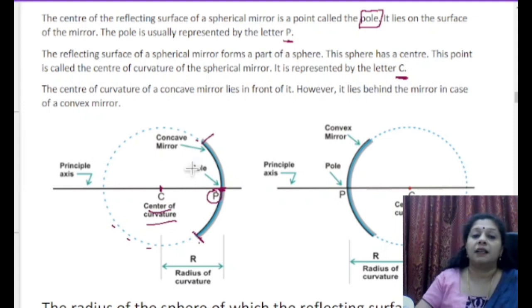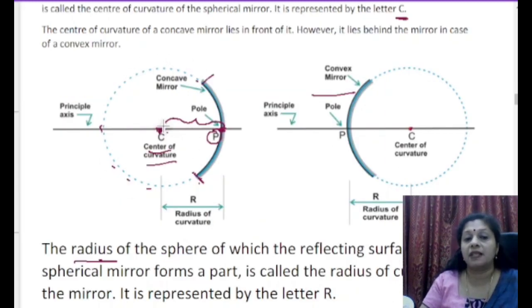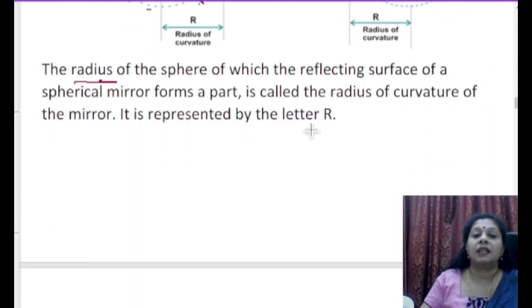Then the center of curvature of the mirror is lying in front of it. Okay, but in convex it is behind it. So here this is the reflecting surface. Light is coming from this side, means in front itself the C is lying. But here light is coming from here, so the center of curvature is behind the mirror. Radius of the sphere of which the reflecting surface forms a part, that means from C to P, that distance is called a radius of curvature. The radius of curvature is represented by a letter R.